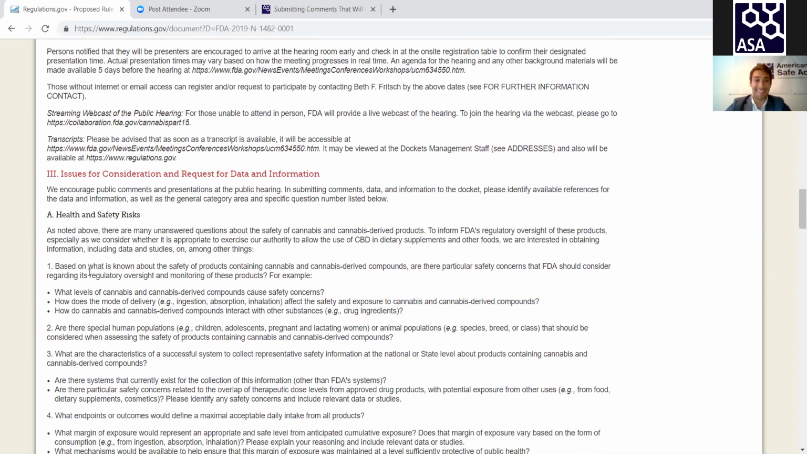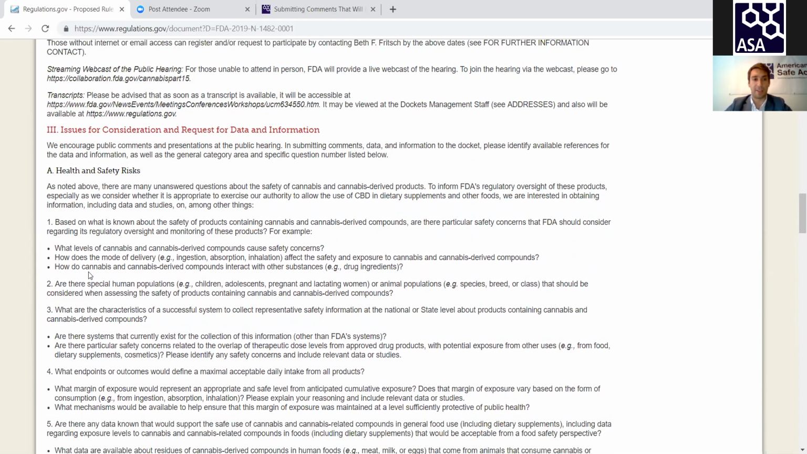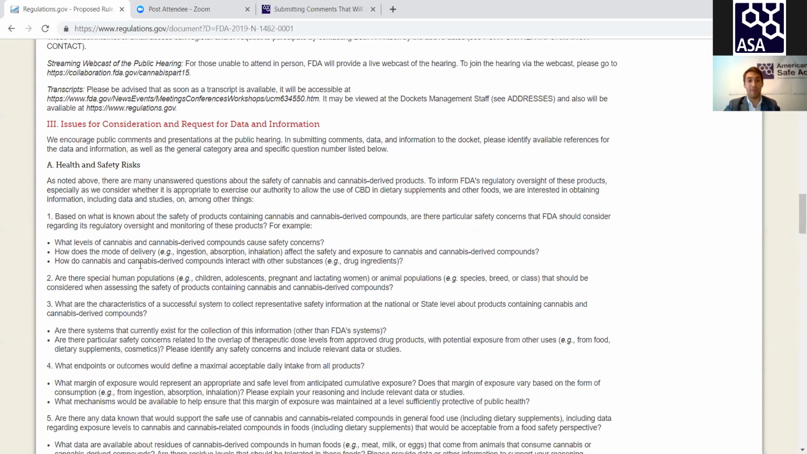The first one they asked is based on what is known about the safety of products containing cannabis and cannabis-derived compounds. Are there particular safety concerns that FDA should consider regarding its regulatory oversight and monitoring of these products? And then it gives some examples of what it means by this question. It includes things like what levels of cannabis and cannabis-derived compounds cause safety concerns. How does the mode of delivery affect the safety and exposure to cannabis and cannabis-derived compounds?